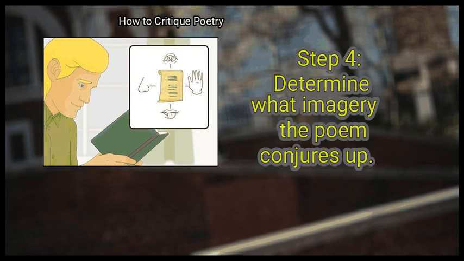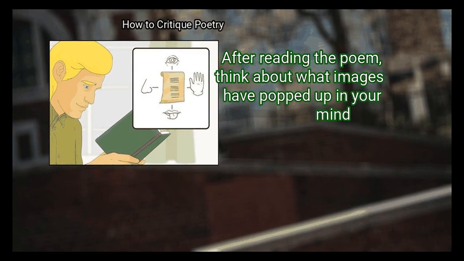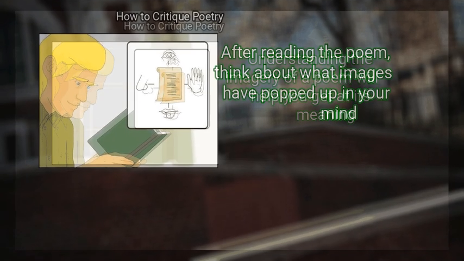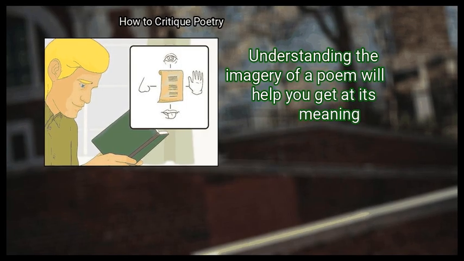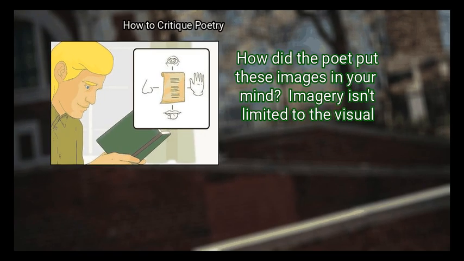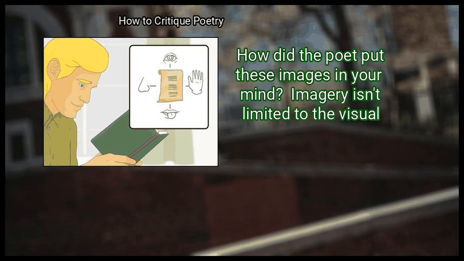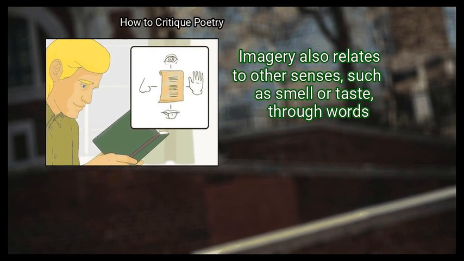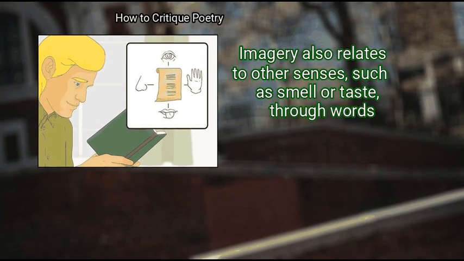Step 4. Determine what imagery the poem conjures up. After reading the poem, think about what images have popped up in your mind. Understanding the imagery of a poem will help you get at its meaning. How did the poet put these images in your mind? Imagery isn't limited to the visual. Imagery also relates to other senses, such as smell or taste, through words.